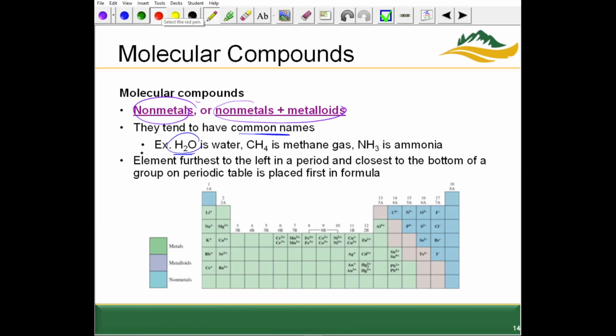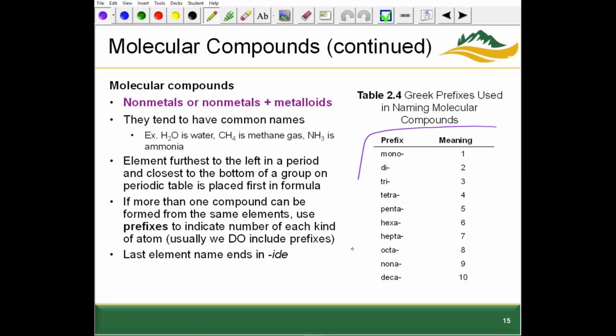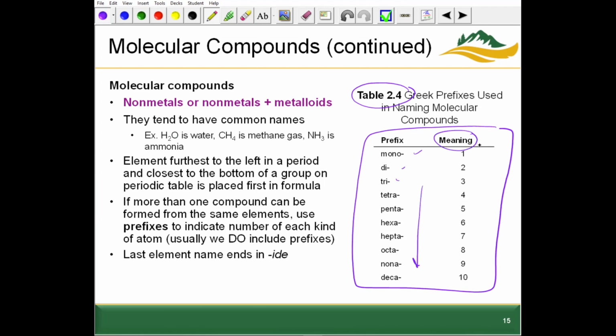This is another reminder that we'll come back to with all these naming and writing of formulas: the element furthest to the left in a period, or furthest down, we list first in these formulas. So that was talked about previously more in chapter 2. Here is another representation of that table we looked at. So this is table 2.4 in your book. So mono, di, tri, etc. for all these different meanings of these subscripts.